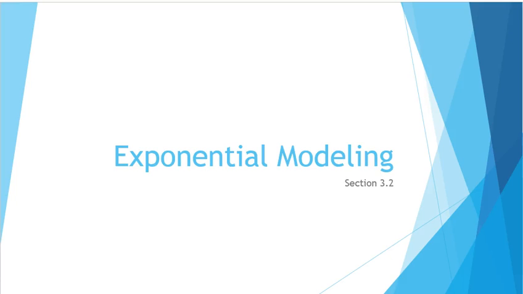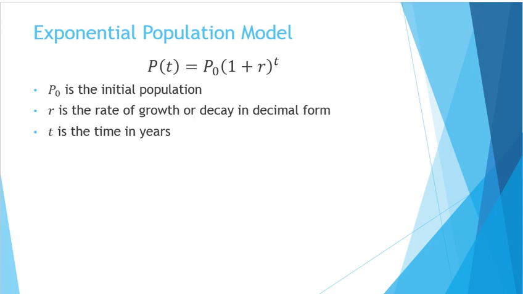So now we're going to look at a graphical approach of how to find how long it takes for a population to hit a certain number, or for something that's decaying to hit a certain value. The standard exponential population model that we'll be using today is P naught times (1 plus r) in parentheses raised to the t power. And then I have each of the variables here defined for you guys.